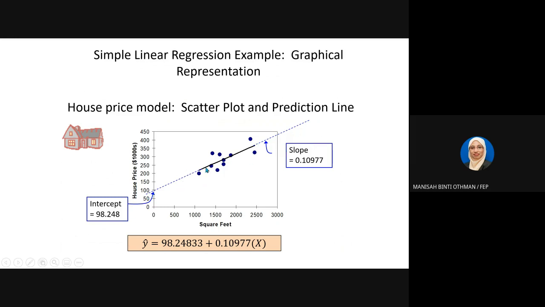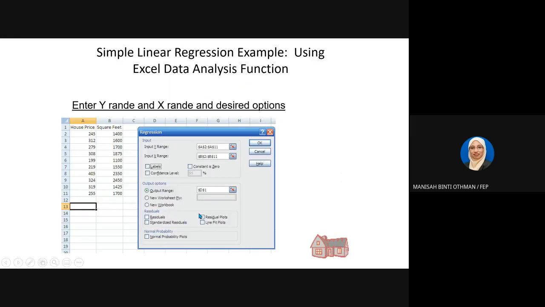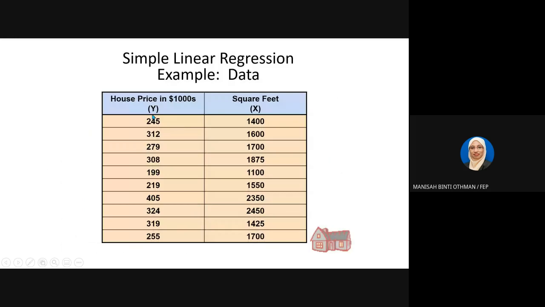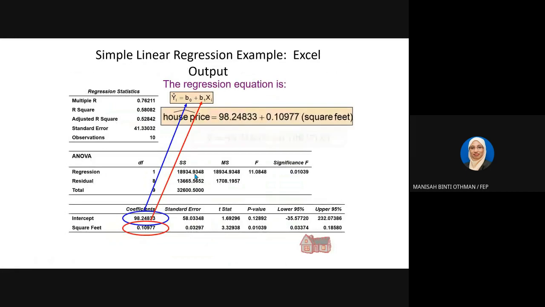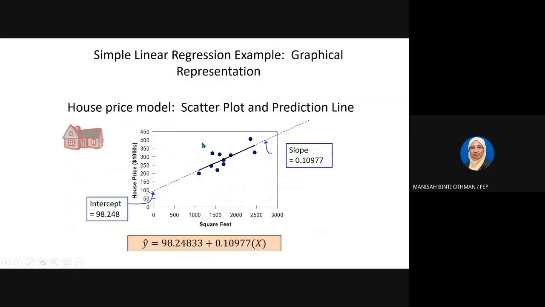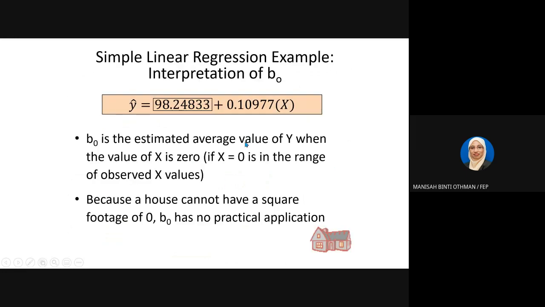Remember that the data you used previously ranges from 219 up to 405 only. So that's why this is the range here. This is the range of your data. So when you draw a line here, you get this.